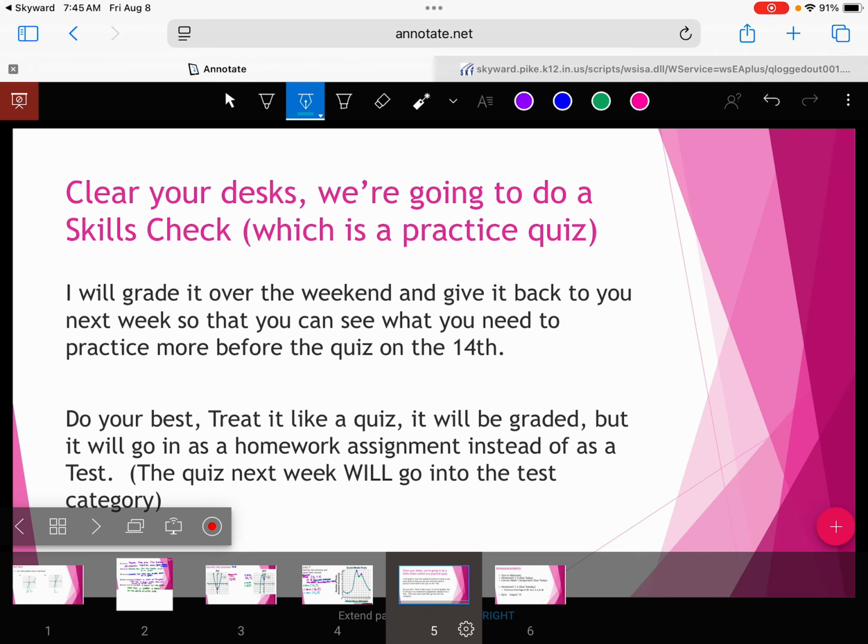But on skills checks, I will grade every single question and I will write feedback on them. I have the time to do it once a chapter. I do not have time to do it for every single homework. So I will give you way more feedback on these than I do on homeworks. So we try and do one of these before every quiz or test so that we kind of see what we need to work on. So that's what we're going to do pretty much for the rest of the time.